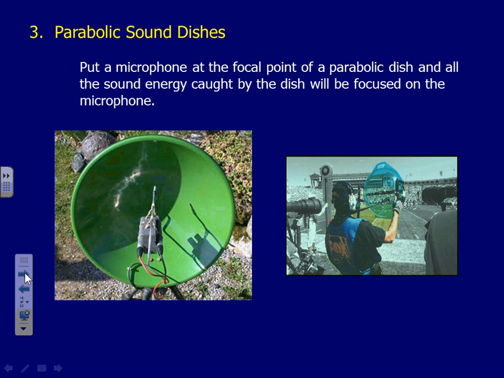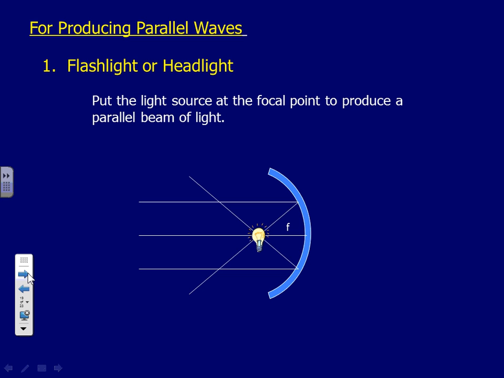So all three of these examples dealt with collecting parallel rays, and parallel rays essentially come from sources that are a great distance away. Okay? All right, looking around, people seem to be in good shape there. What if we wanted to produce parallel rays?